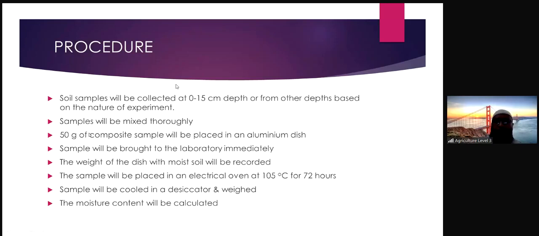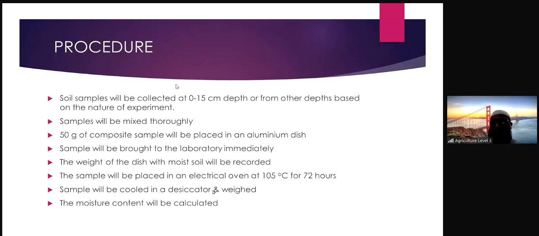And then the soil sample will be mixed thoroughly, and 50 grams of composite soil sample will be placed in an aluminum dish. I'm sorry I cannot show you everything because this is a kind of theoretical class. If it could be practical, we could show you everything in the real life situation. So 50 grams of composite soil sample.